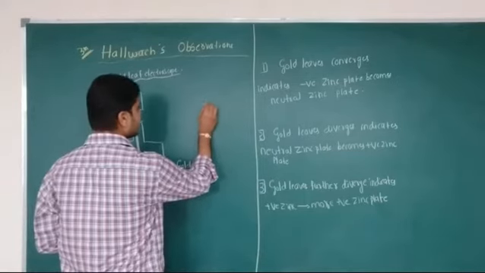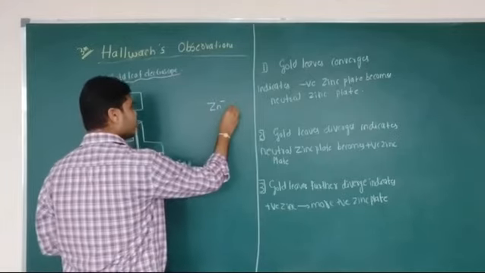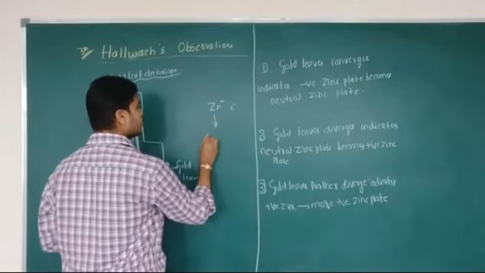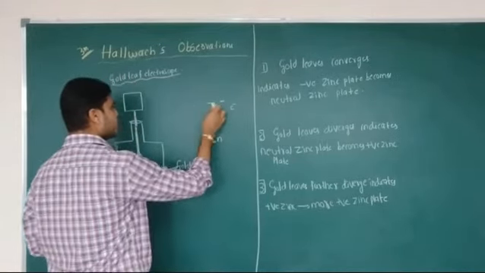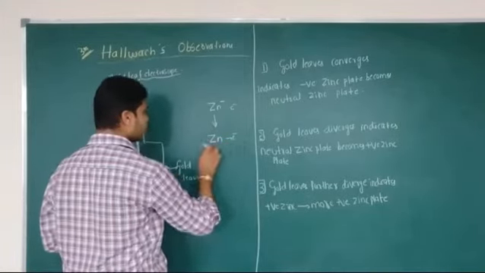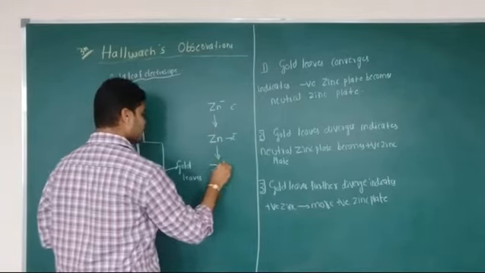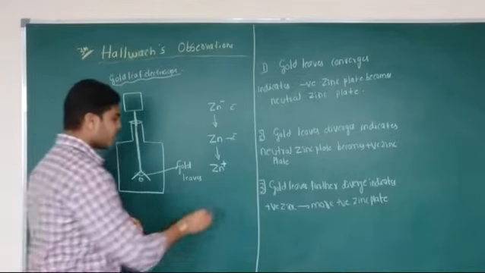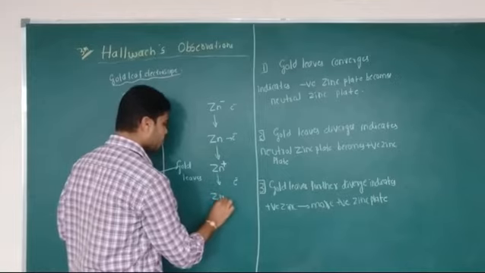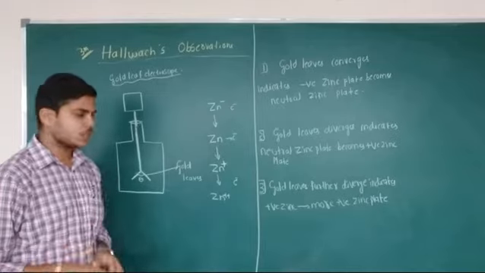Take this negative zinc atom. If I remove electrons from the negative zinc atom, then it becomes a neutral zinc atom. Negative becomes neutral. If I again remove electrons from the neutral zinc atom, it becomes a positive zinc atom. If I again remove electrons from the positive zinc atom, it becomes a more positive zinc atom. This is the basic thing we must know.